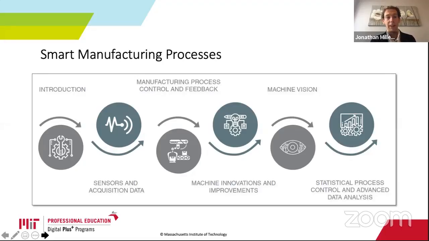What we're going to cover is going through sensors and how to acquire data. There's a lot of focus on how we get the initial data, and then starting to build in manufacturing process control and feedback, ways of thinking about, even once we have the data, how do we make sense of that? How do we start to make improvements to our machine so that our manufacturing process gets smoother, more reliable? That gives us a great opportunity to talk about machine vision and some of the great and recent developments in that field. And then finally, we round out the course focusing on statistical process control with more advanced data analysis opportunities.